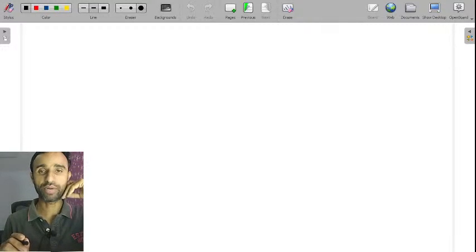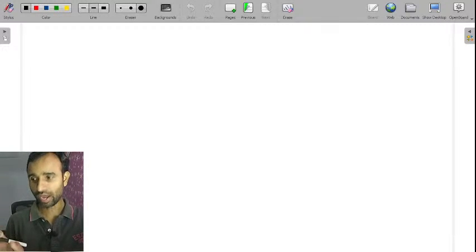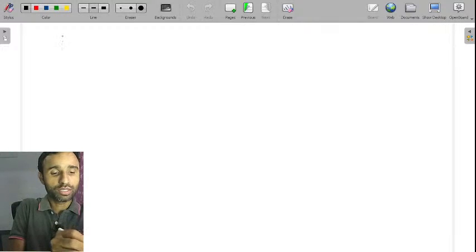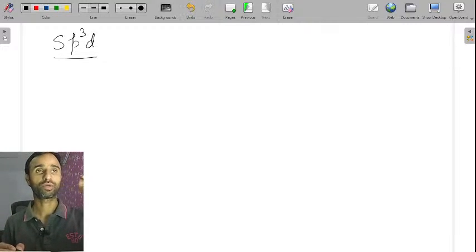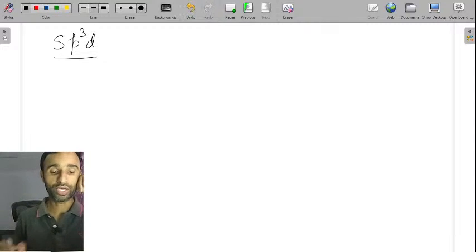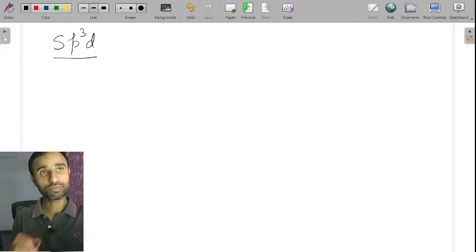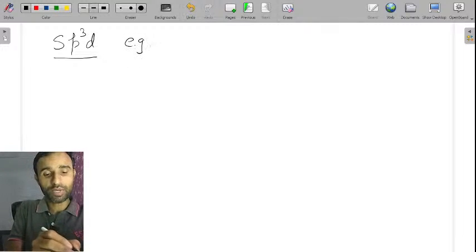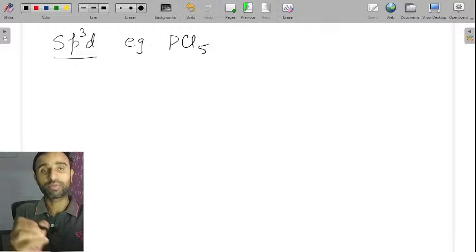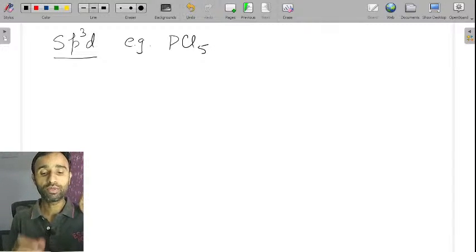We are talking about hybridization, right? sp, sp2, sp3 hybridization we have done. Now today we will discuss sp3d hybridization. In sp3d hybridization there is one s, 3 p and one d orbital involved, and its best example is PCl5. In PCl5 phosphorus is going to form 5 bonds.